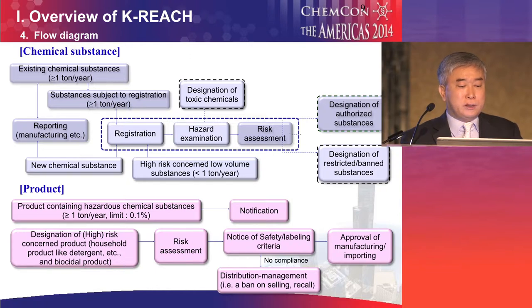And also the MOE will designate high-risk concerned products, household products like detergent, fabric softener, et cetera, and biocidal products. This kind of product should go through risk assessment. Then there is notice of safety and labeling criteria, and approval of manufacturing and importing. So non-compliance should be subject to distribution control, such as a ban on selling or a recall, something like that.